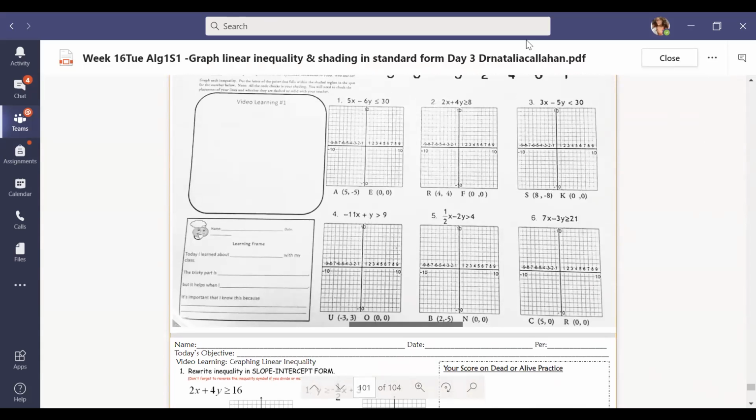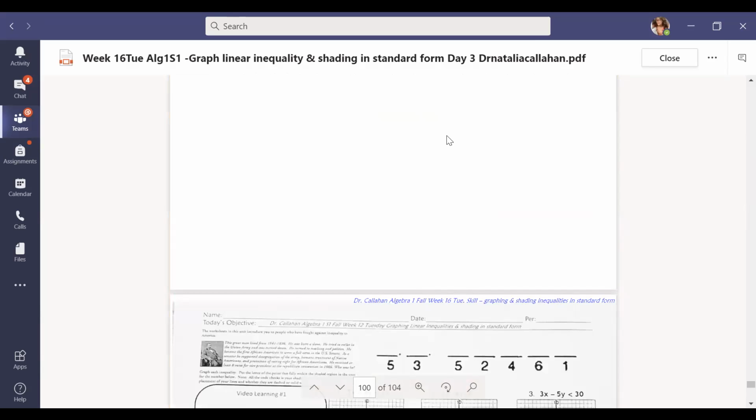Now, again, if you need a copy of this, you're welcome to stop by B1 Monday through Friday from 7:45 till 3 p.m. and just pick it up outside of the classroom. All right, so with that said, let's get back to our notes today.